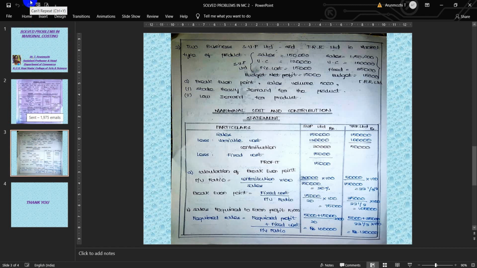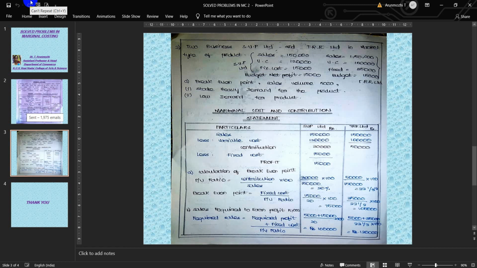So formula is PV ratio is equal to contribution by sales into 100. It's just an application of it. Contribution value is 30,000, sales is 1,50,000, into 100. So you get 20% for SVP Limited. TRR Limited, the same method, 50,000 divided by 1,50,000 into 100. You get 33 1 by 3 percentage.